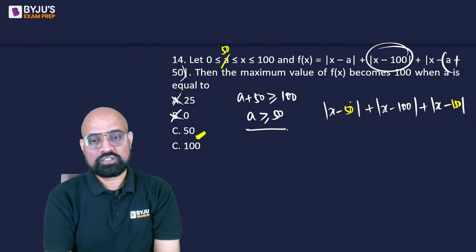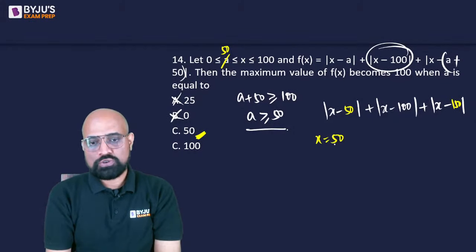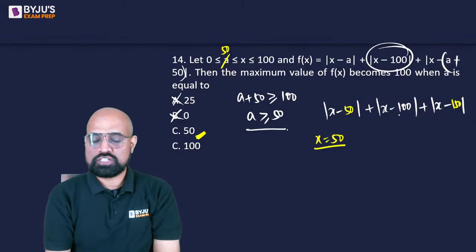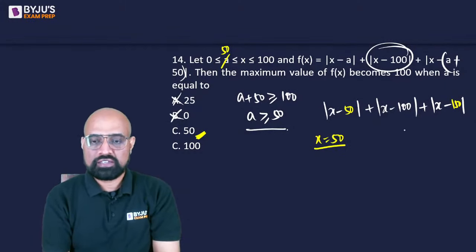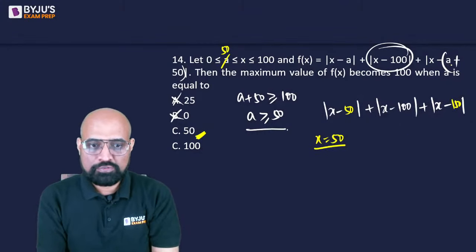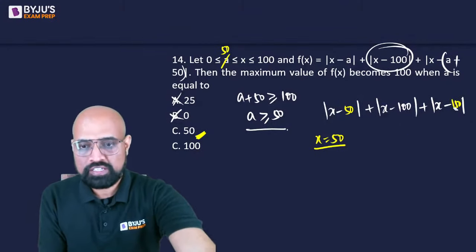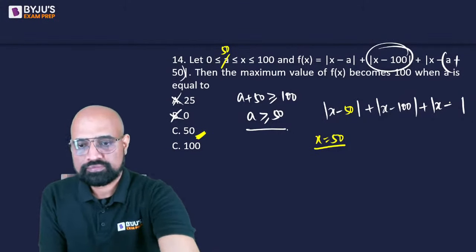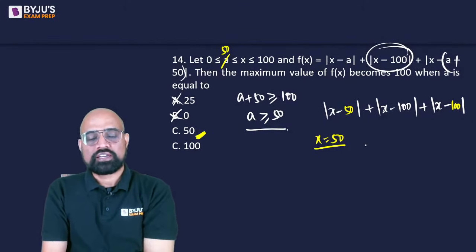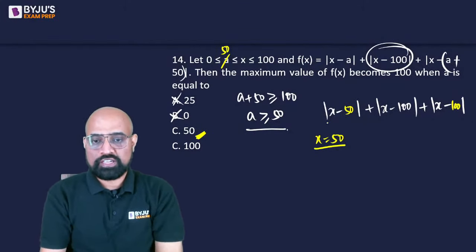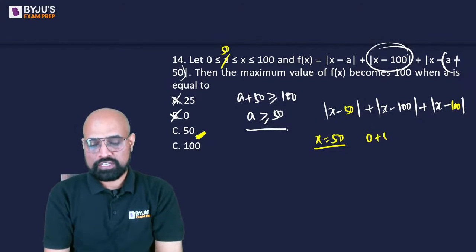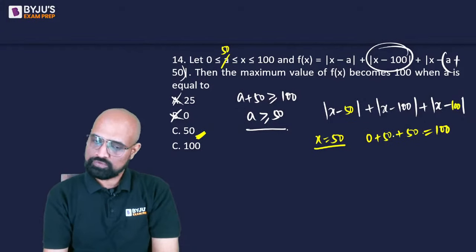That's what it means, right? If I take x is equal to 50, a was 50, right? Sorry, this is not 150, this will be 100 only. Okay. When I take x is equal to 50, this vanishes. The other one gives me 50. The next one gives me 50. So this is 100.